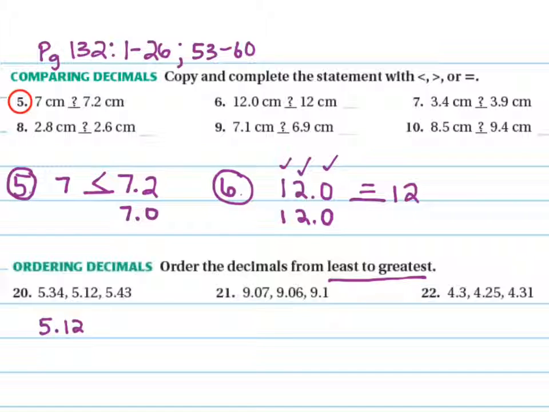5.12, comma, 5.34, comma, 5.43. Really, really simple. Now, that's pretty straightforward. If we were confused on how to do that, we could line them up. But if you think of money, it makes it a lot simpler. So that's how you do 20 through 26.